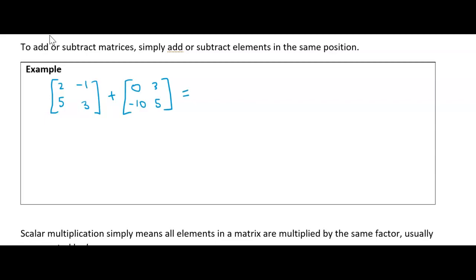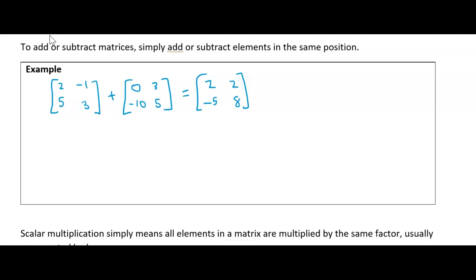When we're adding them together, you add the corresponding elements. So 2 plus 0 is 2. Then -1 plus 3 is also 2. 5 plus -10 is -5. And 3 plus 5 is 8. So it's quite simple to add them together. They do have to have the same order though. And if we were doing subtraction, it's the same thing.